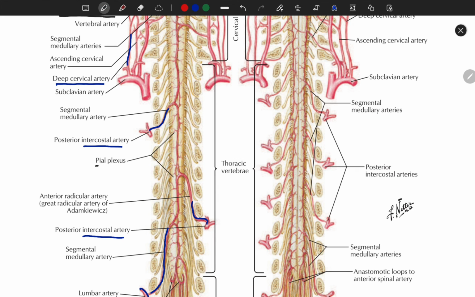Now what is the pial plexus? Here you can see that the segmental arteries are anastomosing with the long arteries. The segmental arteries anastomose with the long arteries. This anastomosis is the pial plexus.